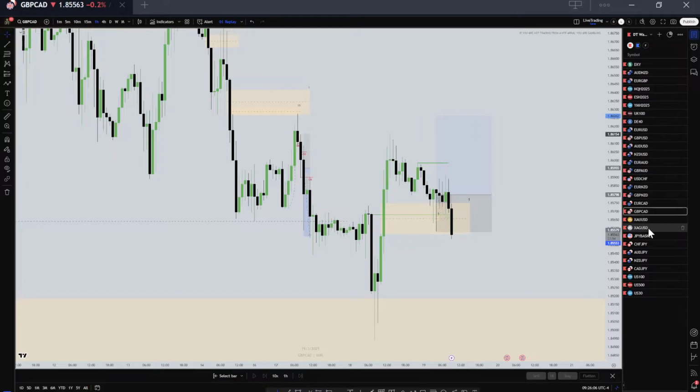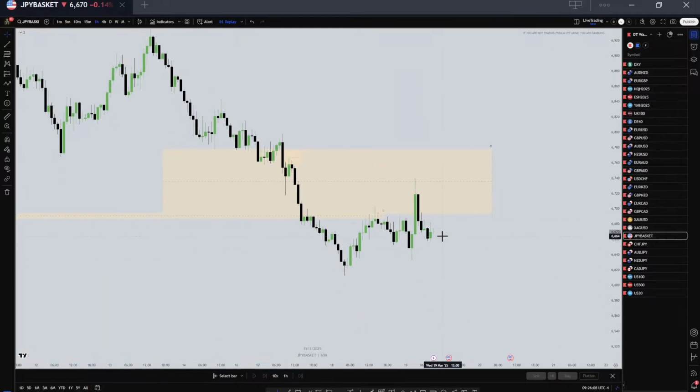So for this session, I think JPY would be nice. Let's see if we can start breaking down lower. We have the open in a little more than 3 minutes. And let's take a look at some other pairs.